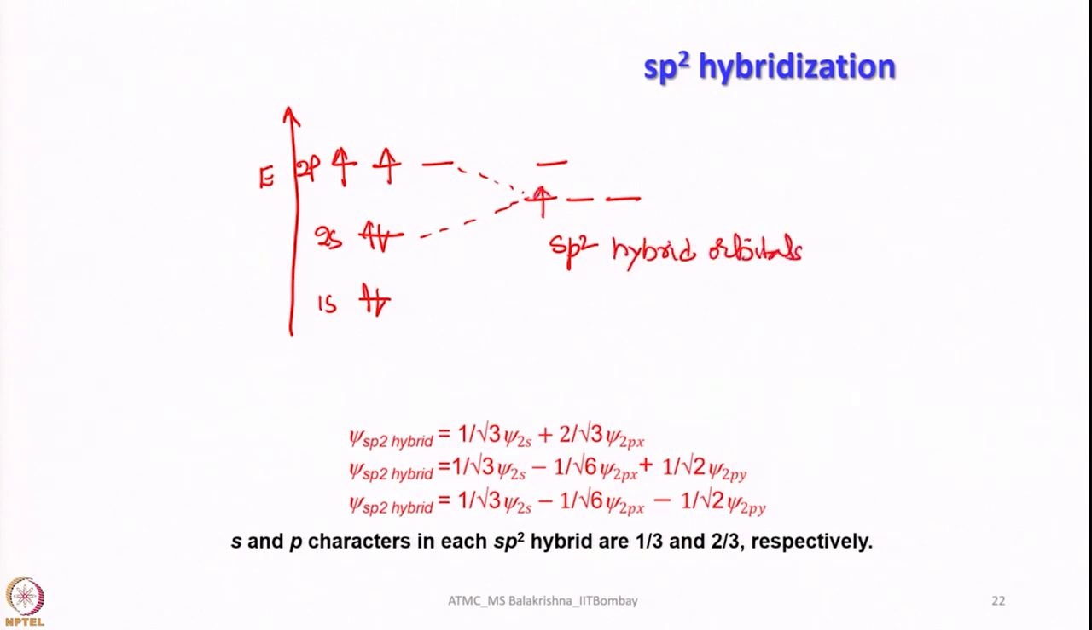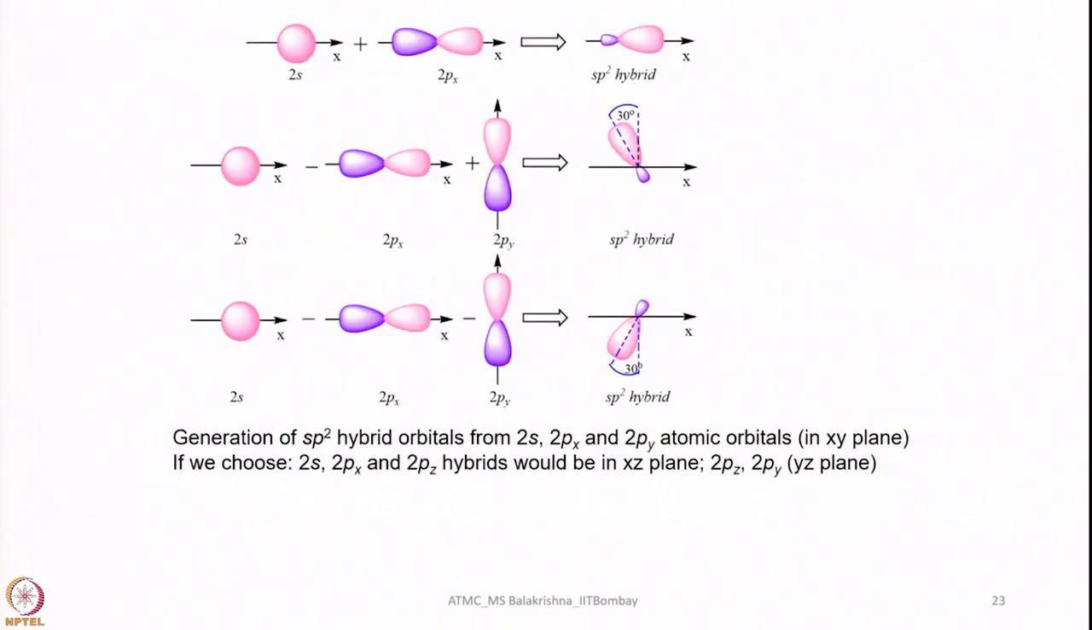Having one electron each. And of course, as usual, the core electrons would remain. They do not participate in bonding, and one should write the wave functions like this for the x direction and y direction, and z is not used here.